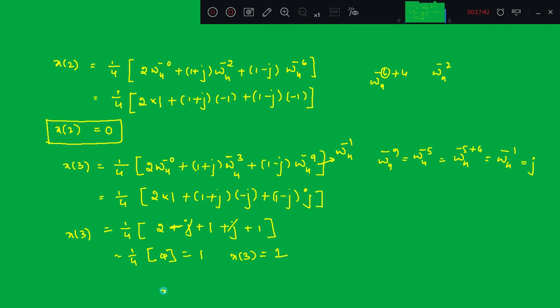Therefore the IDFT sequence x of n is given by, what is the first sample value? What is the first sample value? X of 0, is that 1? 1. X of 1, 0. X of 2, 0, and x of 3 is 1. So this is the required IDFT of the given sequence x of k, which is calculated by using IDFT definition. Hope it is clear, right?